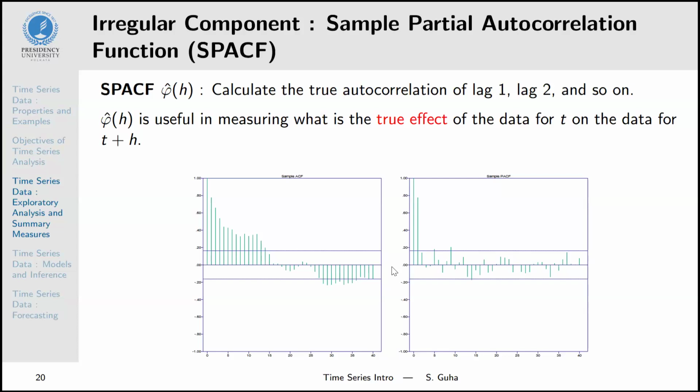Sir, H is what? H is the lag. And T is, suppose we are looking at the tth day, and how much that is affecting the t plus 13th day. Like I was giving that example, is it affecting the observation after 13 days? So in that case, H is 13 basically. Okay, sir. Thank you, sir.